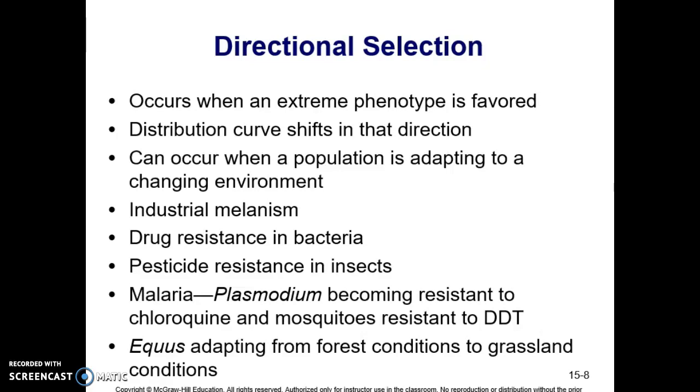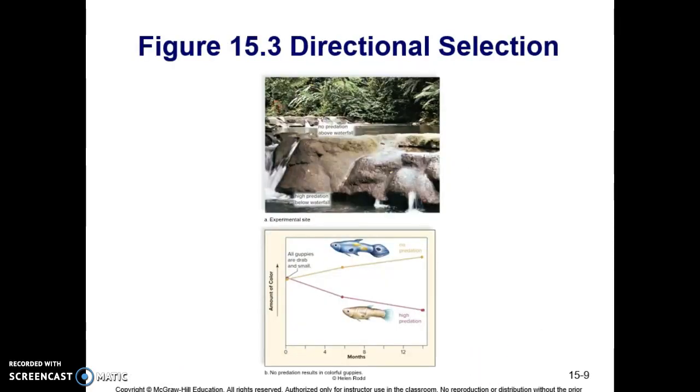Of course, we can look into the ancient past, and we see how the horse family has changed from forest conditions, and then their body has adapted to more of a grassland condition. So I've got some pictures to look at this a little bit.